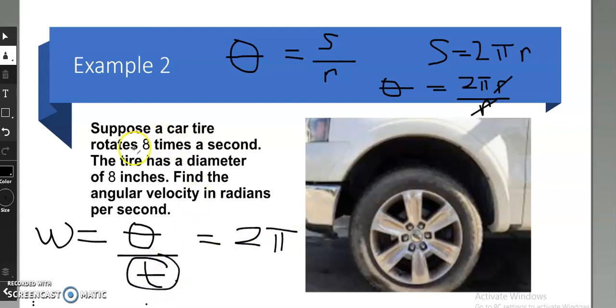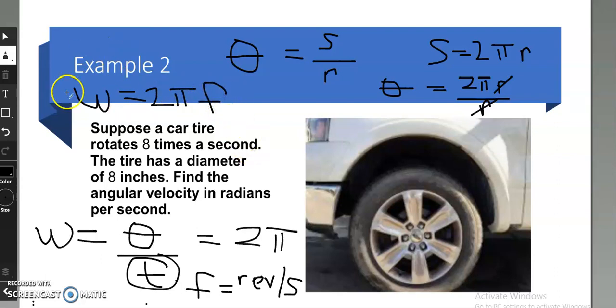We don't have time, but we have 8 times a second. Another way to denote this would be frequency. Frequency is in revolutions per second when we're dealing with angular velocity. So time is per frequency, and my new formula that I can use is angular velocity is equal to 2 pi times the frequency.